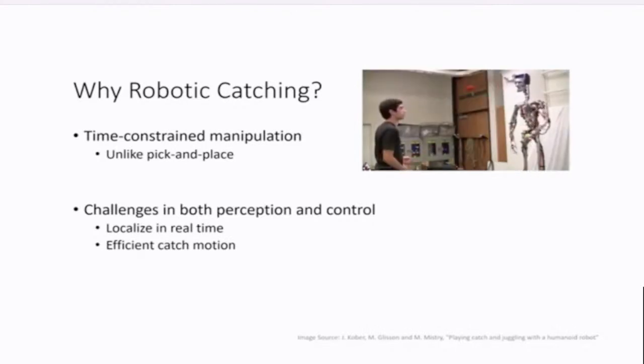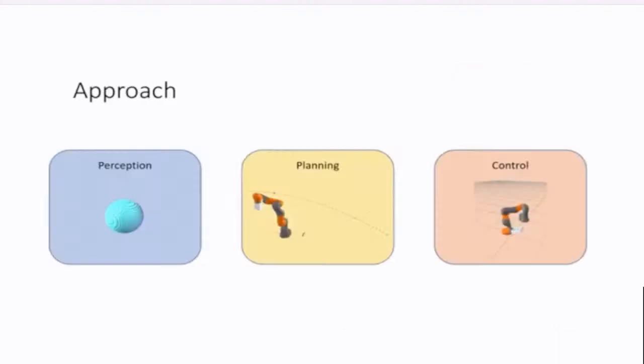This presents challenges in both perception and control, as we must localize the object in real time and plan an efficient catch motion in order to be successful. Our system is split into three phases. First, perception, where we localize the object. Then planning, where we select an interception point based on our estimated trajectory. Finally, control, where we execute the catch.